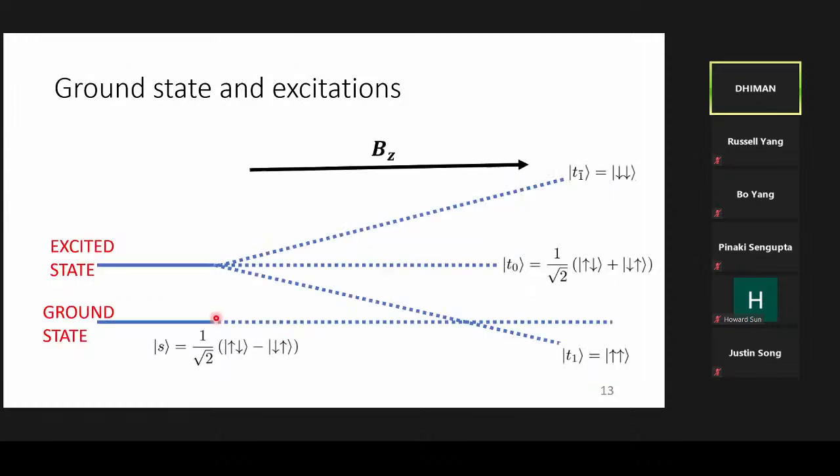So about the ground state and the quasi-particle triplet excitations, how do the excitations vary with the magnetic field? At zero magnetic field, we have the ground state of singlets and excited states which are triply degenerate, which I have shown schematically here. And if we apply the magnetic field, the three triplet energy levels split.